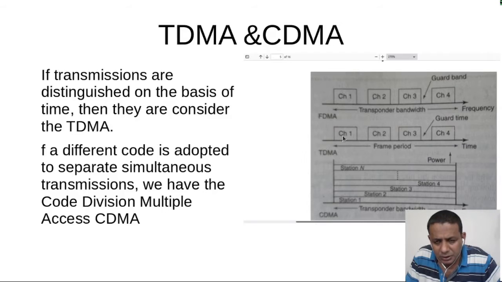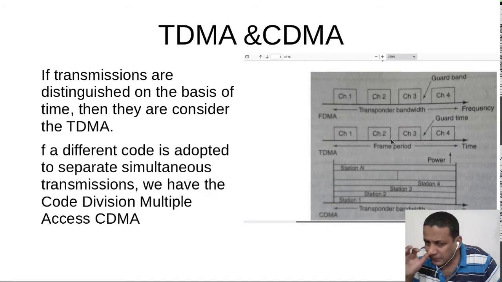This is the TDMA, time division multiple access. Here you can see different channels are separated by different frame times. This is for 1 to 2 seconds. 2 to 2.5 is a guard band. 2.5 to 3.5 is another band. 3.5 to 4 is a guard band again. So this is TDMA. And this is the CDMA.